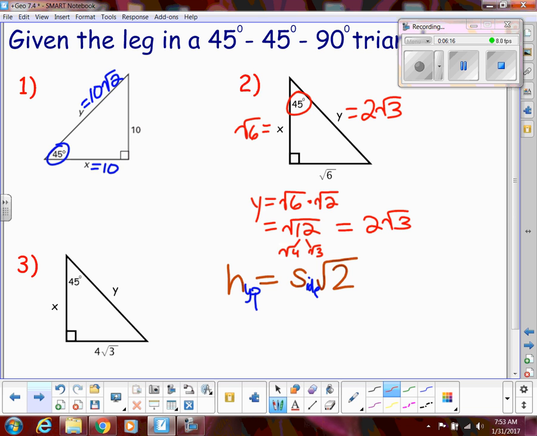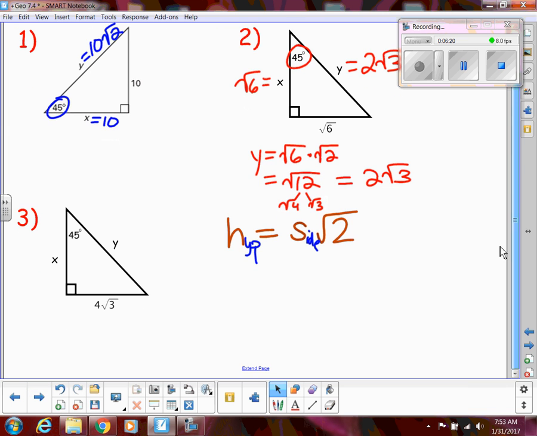Now you may not like having to do the square roots by hand, but considering you don't have to do Pythagorean theorem, just consider it a trade. All right, and then 45-45 again, so this other side is 4 root 3.